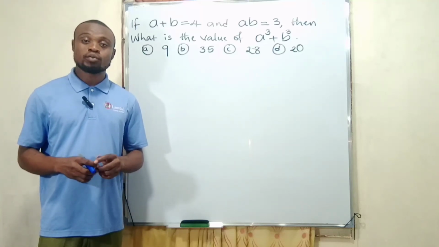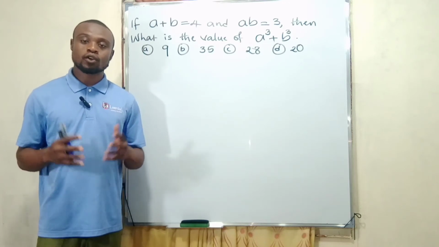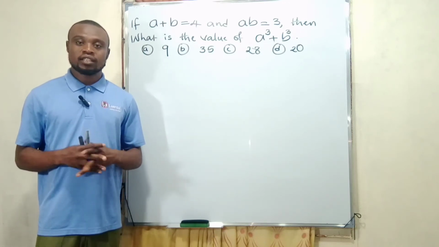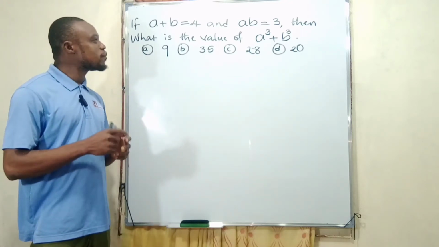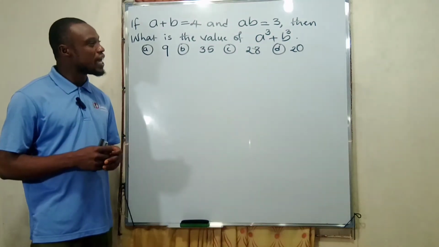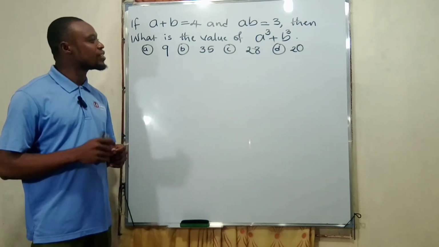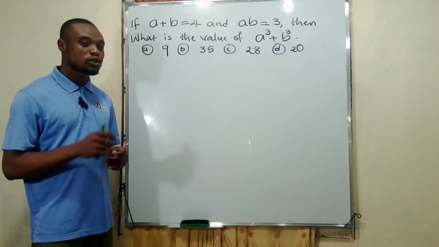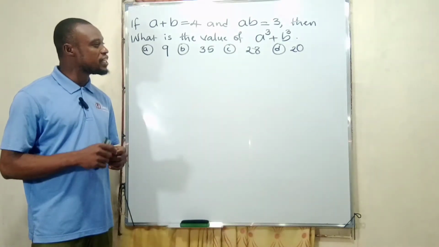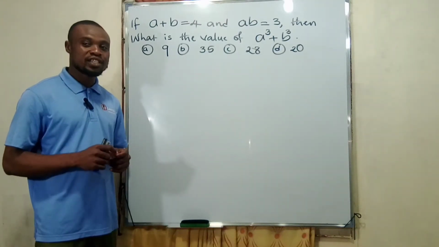Today, I am going to be solving an amazing question I got from one of the competitions I went to recently. This is the question on the board. Particularly, it reads that if a plus b is equal to 4 and a times b is equal to 3, then what is the value of a cubed plus b cubed? Option A is 9, option B is 35, option C is 28, and option D is 20.